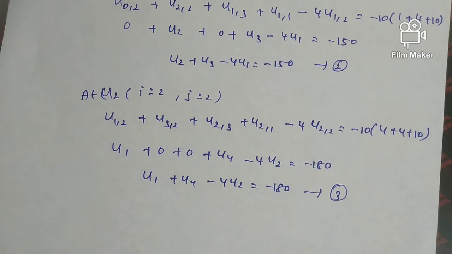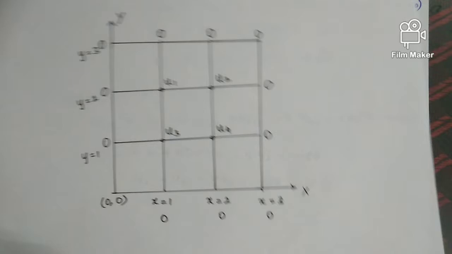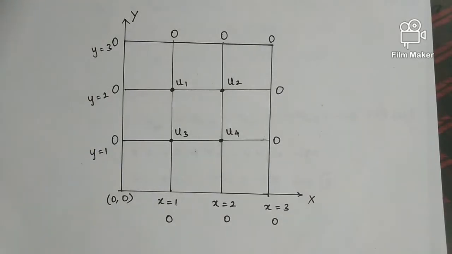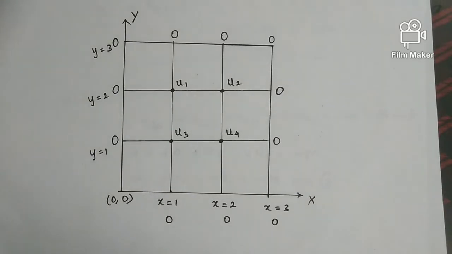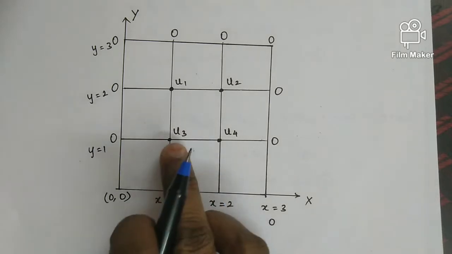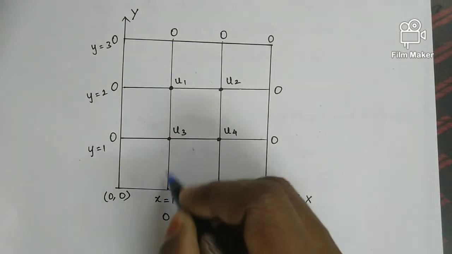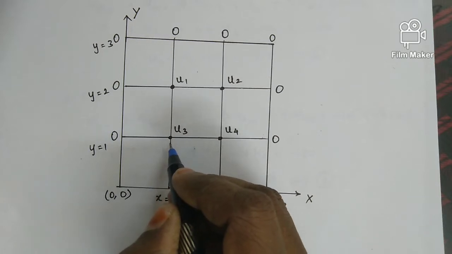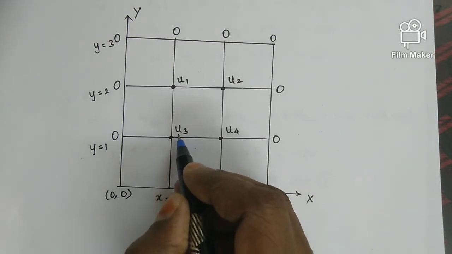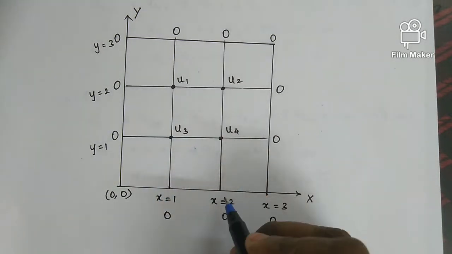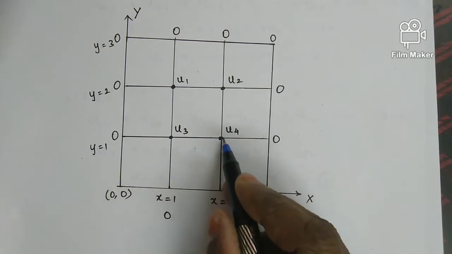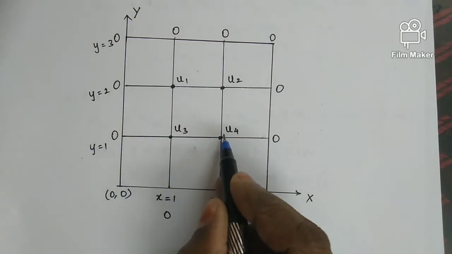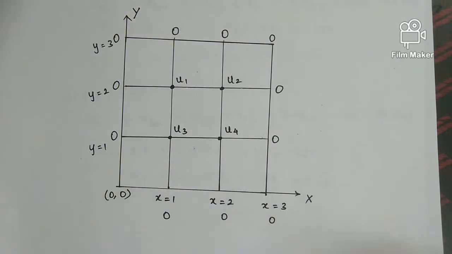What is the next point? Next point is u3. Look at the diagram. At u3, we have to substitute i equal to 1, j equal to 1, because for u3 the i value is 1 and the j value is 1. In the same manner for u4, we have to substitute i equal to 2 and j equal to 1, so that we can get another 2 equations.